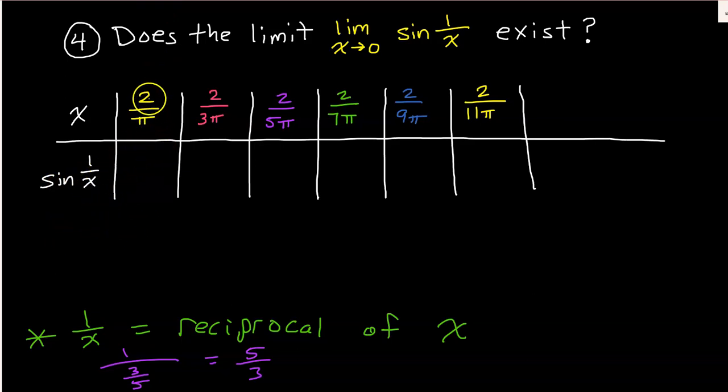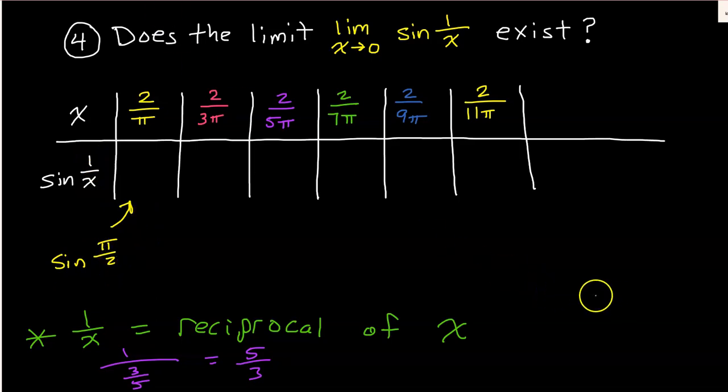So x is 2 over pi, so that means the sine of this is going to be the sine of pi over 2, because 1 over x is just the reciprocal of x. So the sine of 1 over x is just the sine of the reciprocal, the sine of pi over 2.